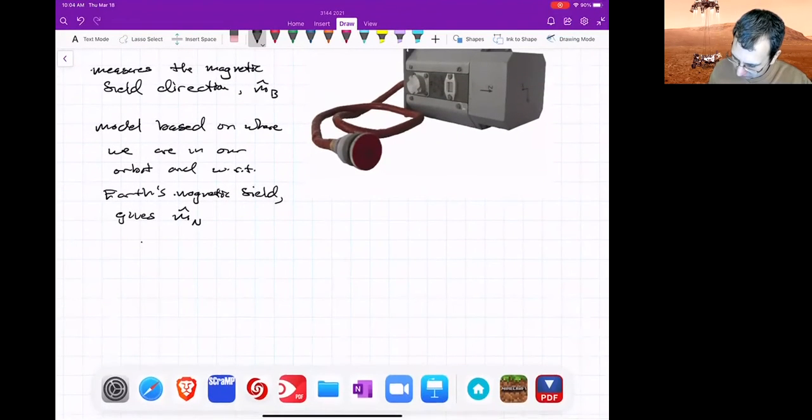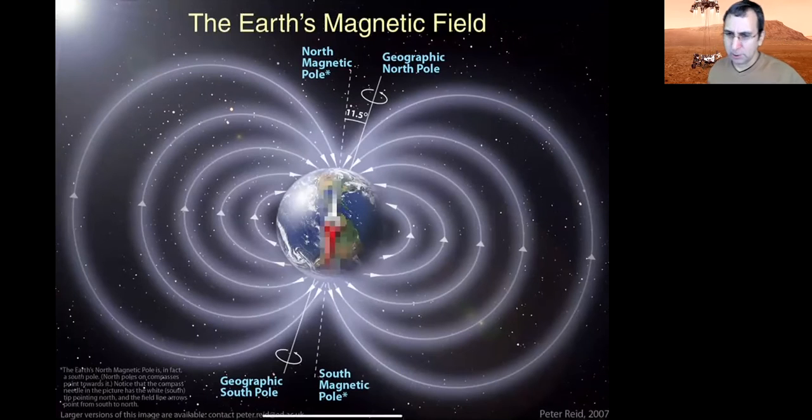I've got some pictures of the magnetic field. If you haven't seen the Earth's magnetic field, there's the geographic North Pole. That's the pole which we're rotating around. If you didn't know it, the magnetic North Pole isn't exactly aligned. The magnetic North Pole is somewhere in Canada, but we have a model of where it is. So if we knew what our orbit was doing with respect to this field, then we would know at each point what the magnetic field direction should be.